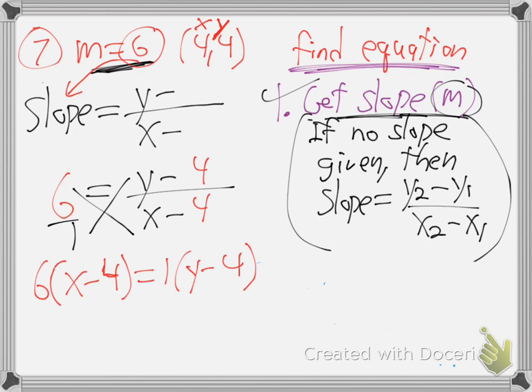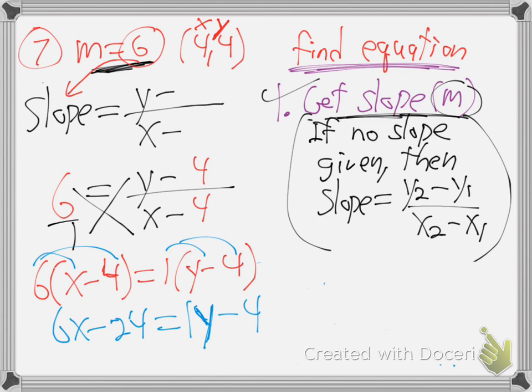Let me pause, slow down there for a minute. Everybody see what I'm doing? So I'm cross multiplying. 6 times x minus 4, 1 times y minus 4. Like that, right? And now we can distribute. We can just multiply through. The 6 goes there and there. The 1 goes there and there. Get 6x minus 24 equals 1y minus 4. How are we doing? We good to there? 6x minus 24 is 1y minus 4. We're almost done.